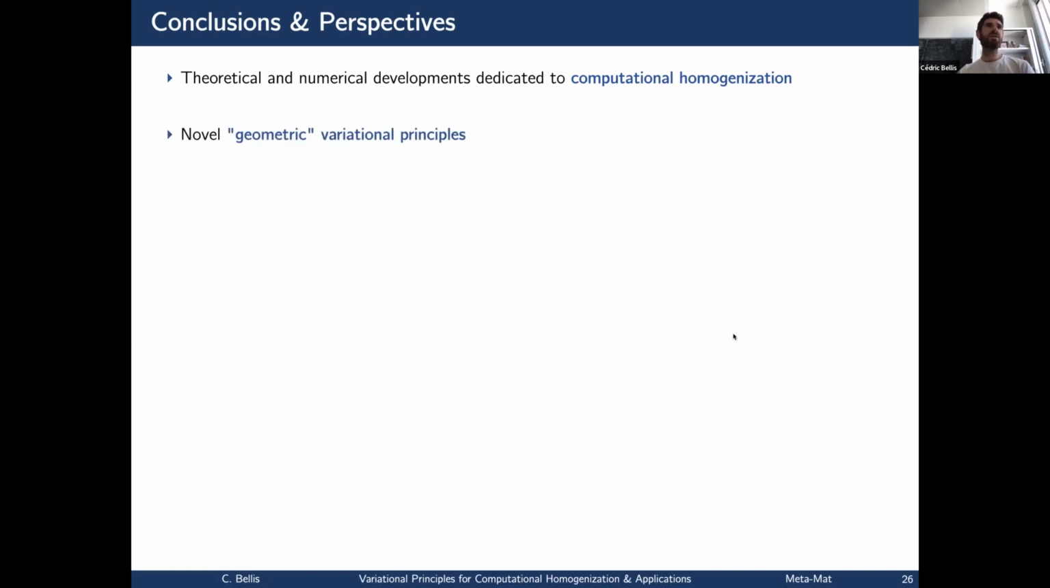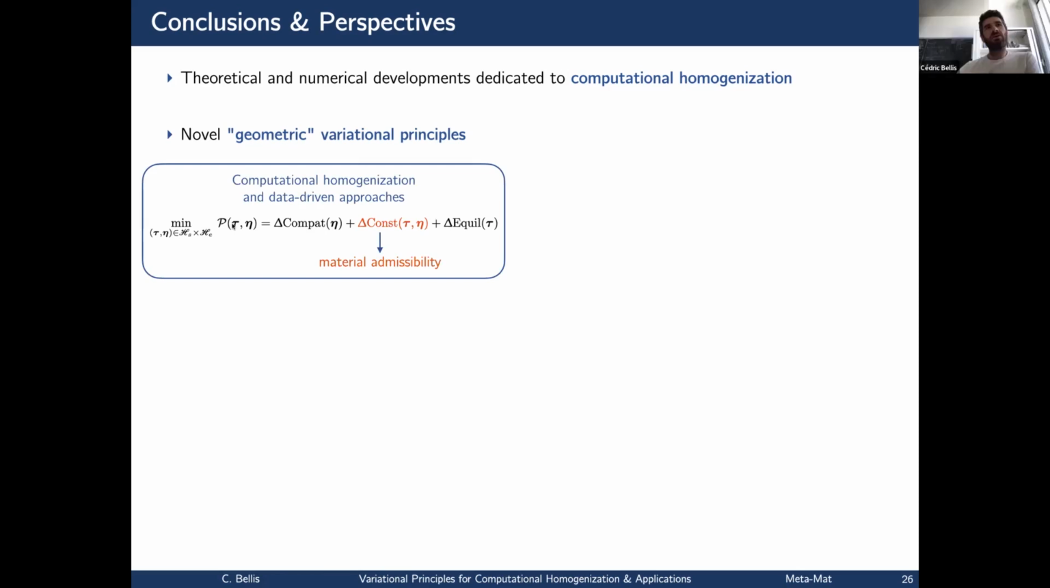All right, so let me conclude. I wanted to discuss and present to you some numerical and theoretical tools dedicated to computational homogenization, and so the computation of cell problems in the periodic setting. So we have discussed some novel geometric variational principles.